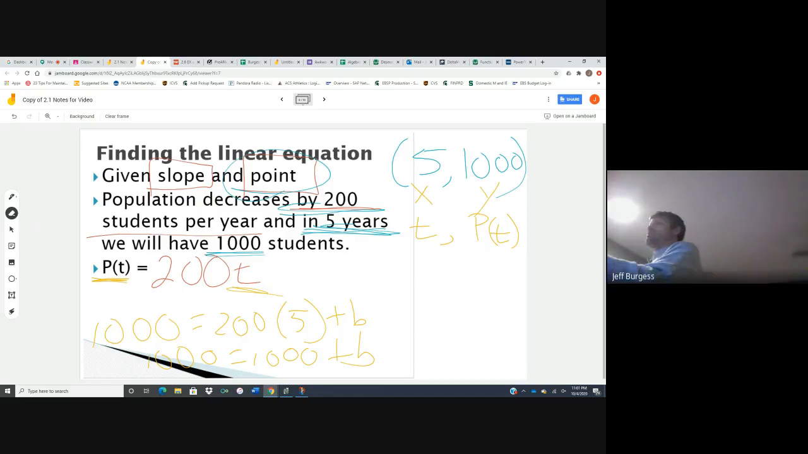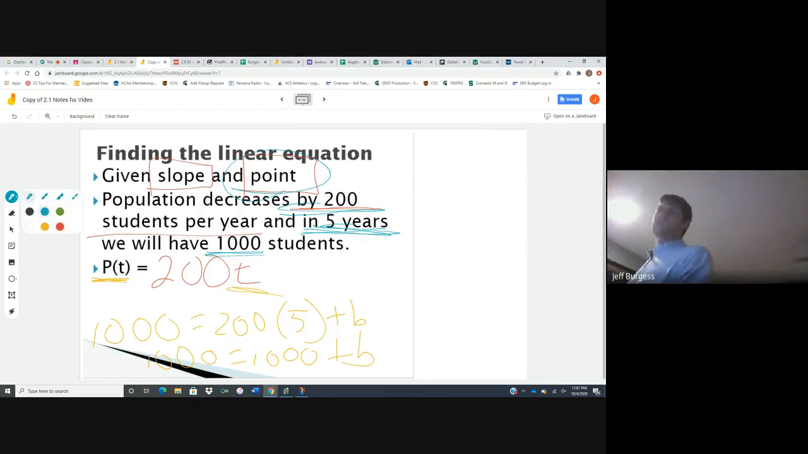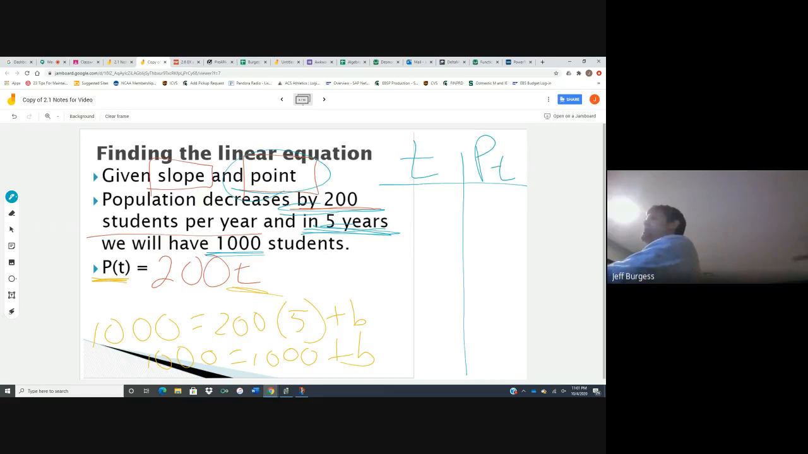Now, I'm going to do this another way. Because a lot of people like thinking about math in terms of a table, okay? And I do too. I use that a lot. But if you think about this in terms of a table, here's your time, here's your P of t, here's your population at a certain time. We know right now that in year 5, we have 1,000 students at our school.